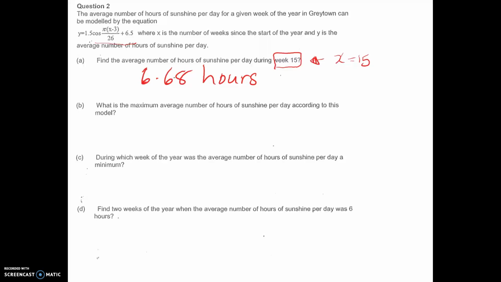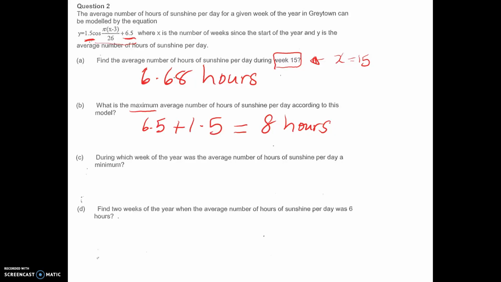Okay, the next question. What is the maximum average number of hours of sunshine per day according to this model? So maximum. Remember, maximum is just the amplitude plus your mean value. So it's 6.5 plus 1.5, which is 8. 8 hours is your answer. Okay, the next question can be done two different ways.